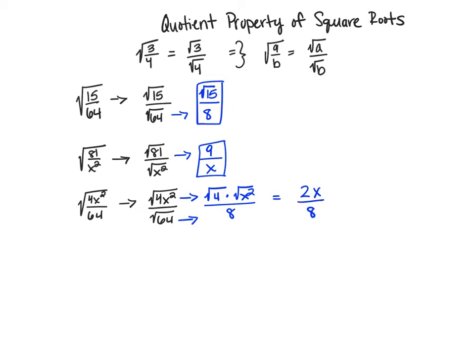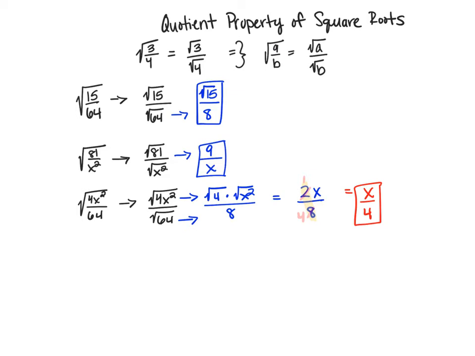And then when you come to a problem like this, you want to check to see if you can simplify your whole numbers, which we can. So 2/8 will simplify to 1/4. So this will give us a final answer of x over 4.